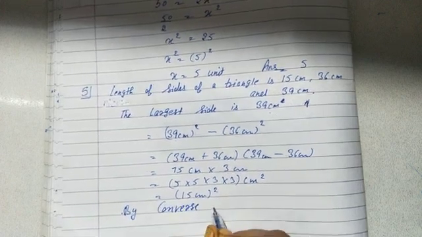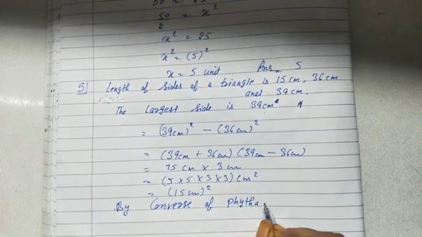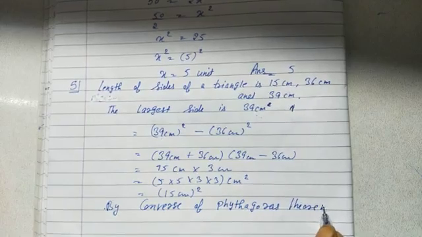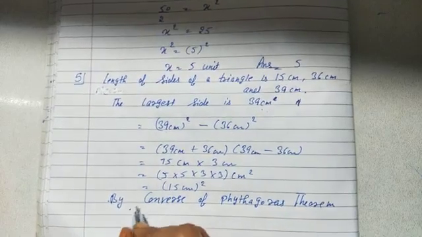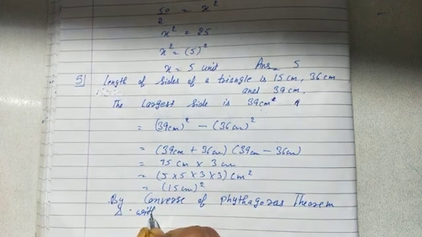by converse of Pythagoras theorem, the triangle with given lengths will be a right triangle.